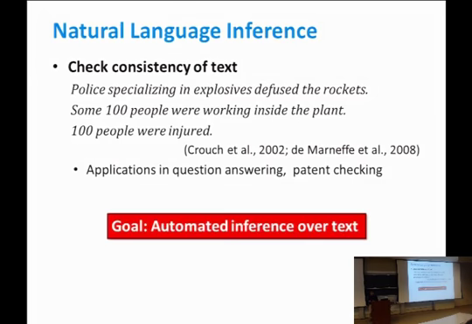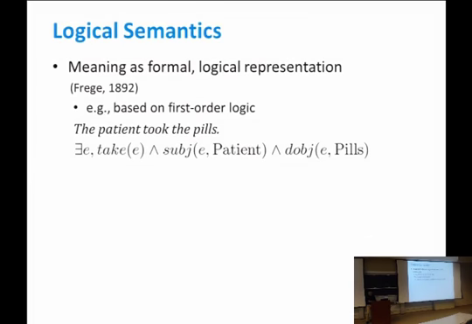All right, so this talk will be about moving towards automated inference over this kind of text. We've seen some practical motivations to care about natural language inference. And this is situated within the background of logical semantics. This is a tradition that goes back quite a bit, where we want to represent the meaning of natural language in terms of some formal logical representation. Most commonly, this is done using, say, first order logic. So we have a sentence like, "The patient took the pills," being represented by this logical formula.